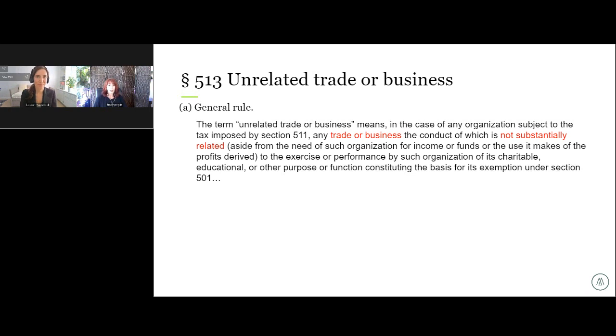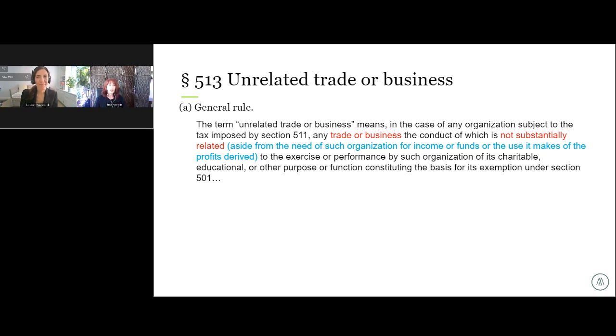The other piece I like to point out here is this is an often discussed misconception. In the code, it says, aside from the need of such organization for income or funds, or the use it makes of the profits derived. Basically saying, it doesn't matter how you use the money. Had a lot of people over the years say, it can't be taxable because I'm using it all for my charitable purpose. That doesn't matter. The service doesn't care how you use the money, so to speak. They care about how it's being earned. So that's where we focus our time and attention, on the activities that are generating the unrelated business income.